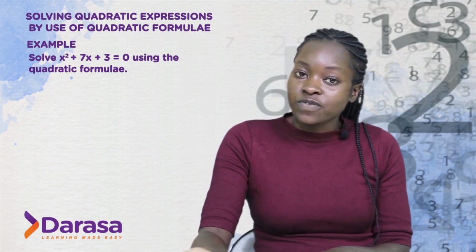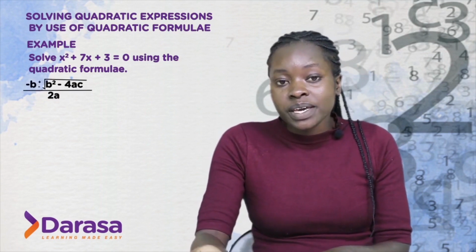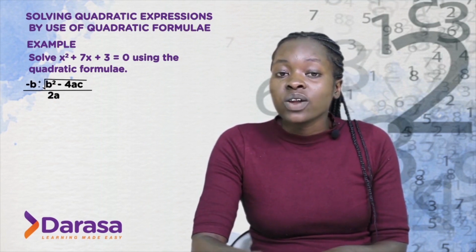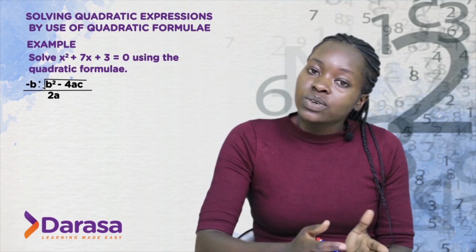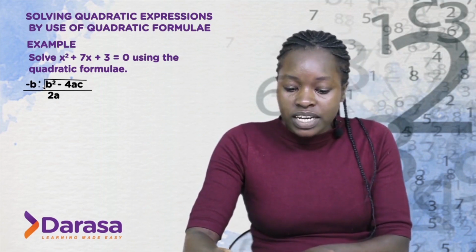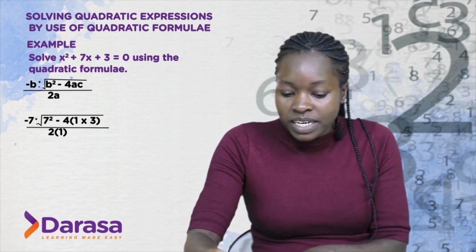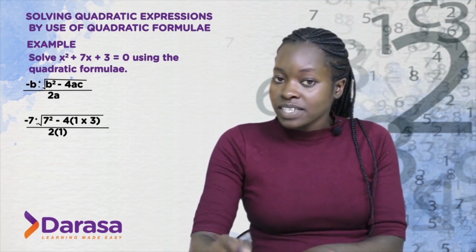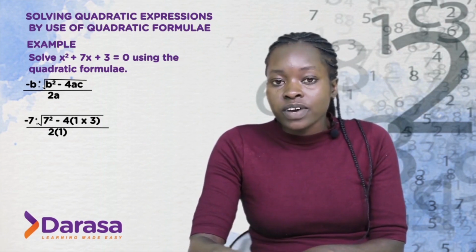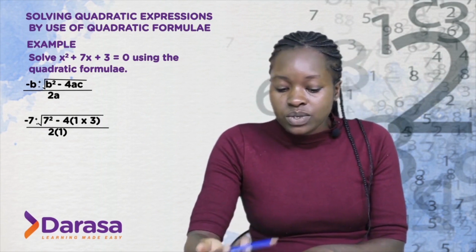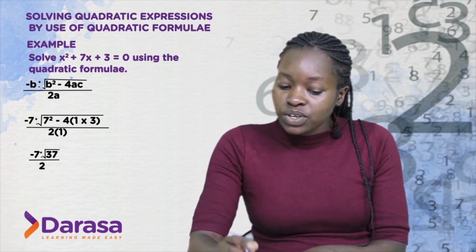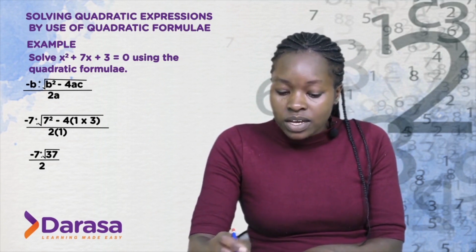Then you just write your formula, which is negative b plus or minus the square root of b squared minus 4ac all over 2a. Taking your values of a, b, and c and replacing them in the formula, you're going to get negative 7 plus or minus the square root of, in brackets, 7 squared minus 4 times 1 times 3, all over 2 times 1. So solving this, you're going to get negative 7 plus or minus the square root of 37 all over 2.